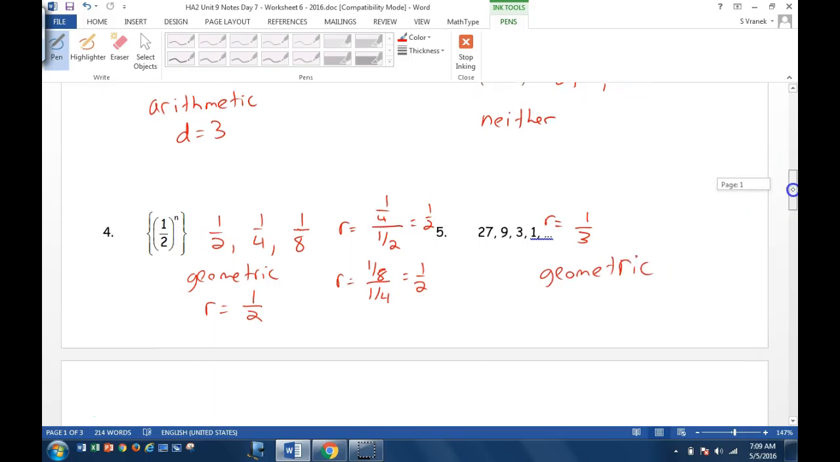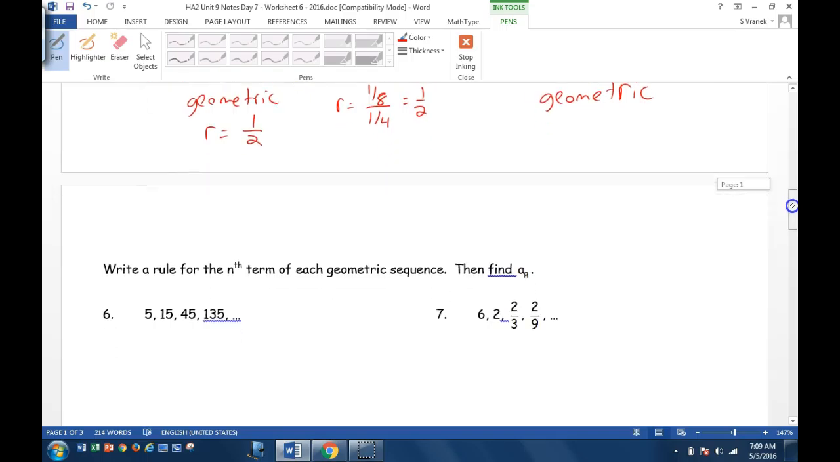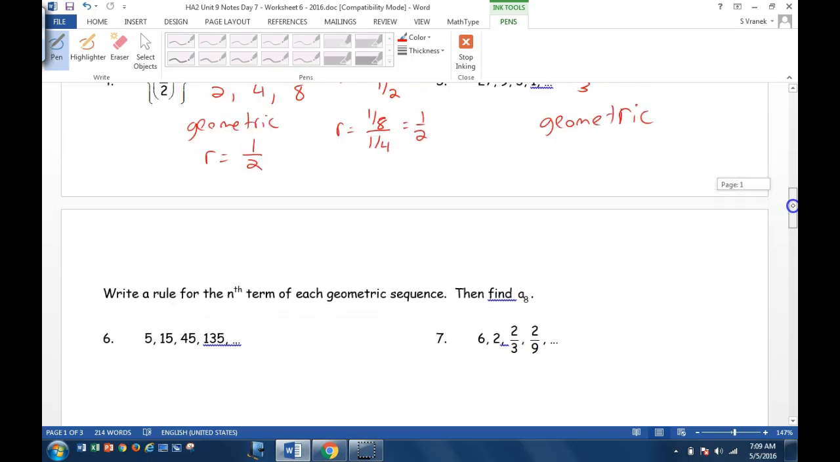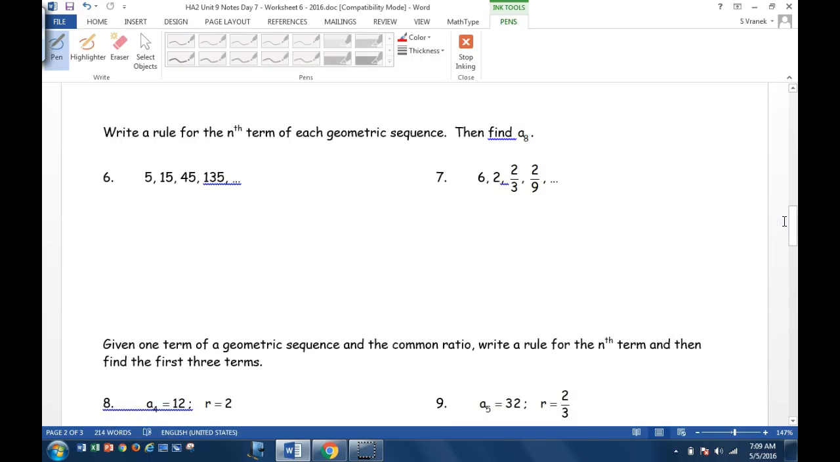Okay, let's move on. Write a rule for the nth term. So now we're going to be using that nth term formula for geometric. The first thing you need is the starting point, and you need the r. So what's happening here? It's being multiplied by 3. And the first term is 5, so we can go from there and say that my nth term for a geometric sequence is equal to the first term times the ratio to the n minus 1. When we solve for the 8th term now, we just plug in an 8 for n.